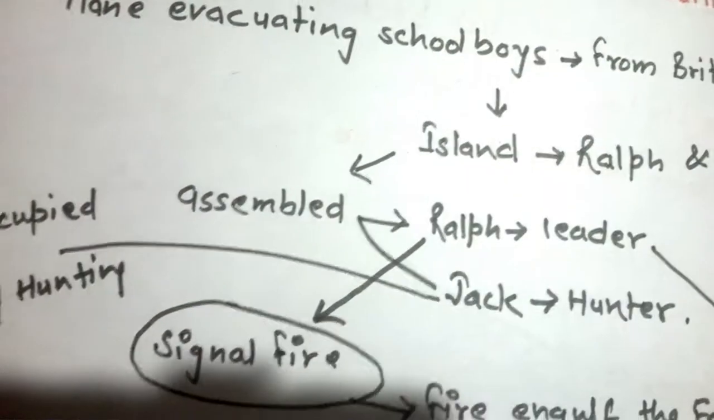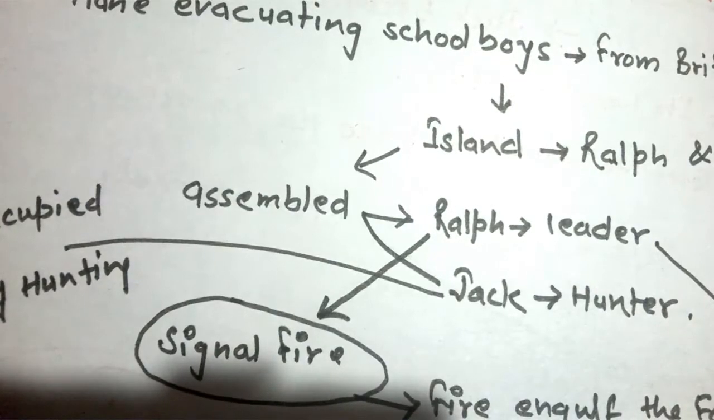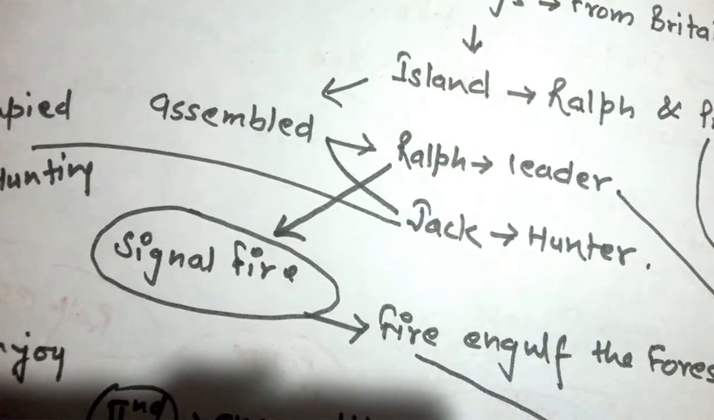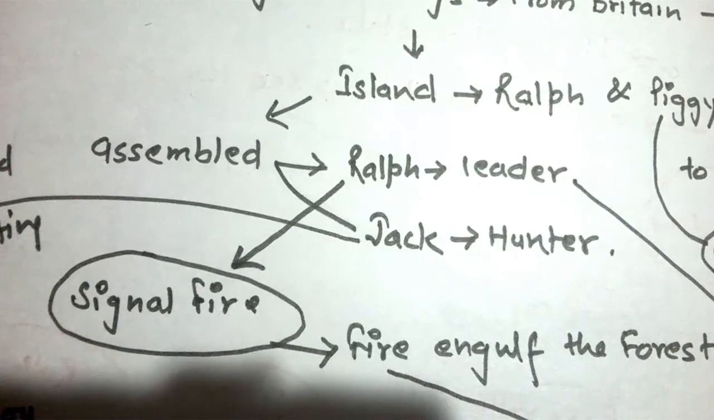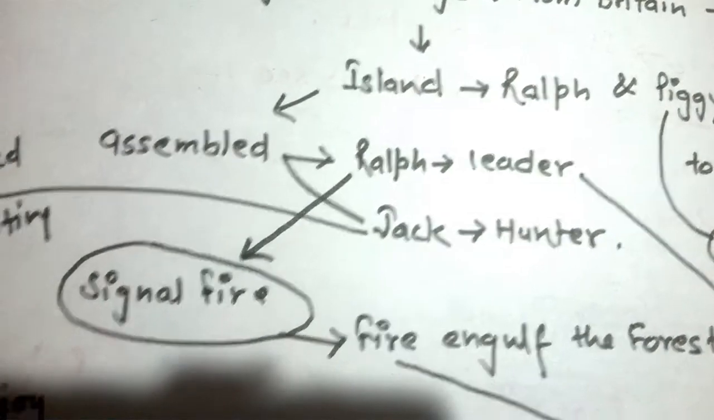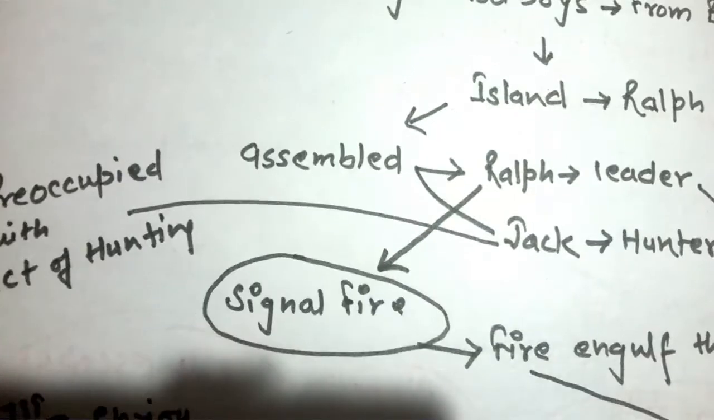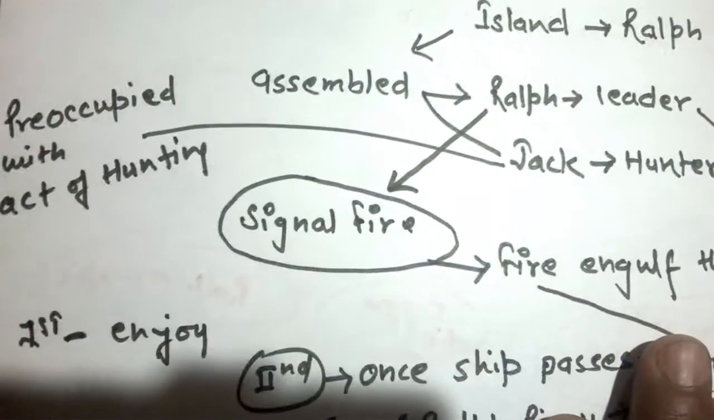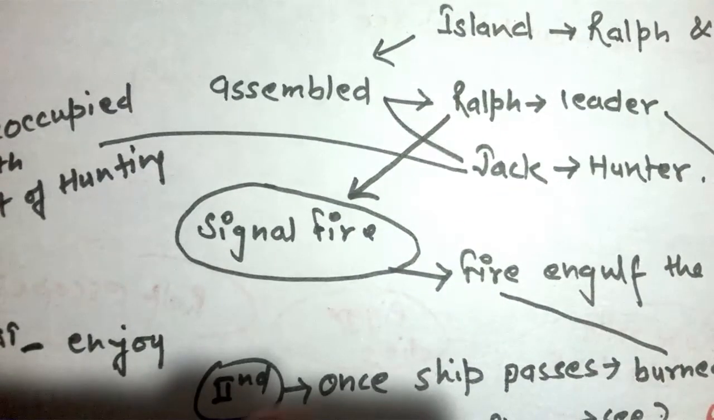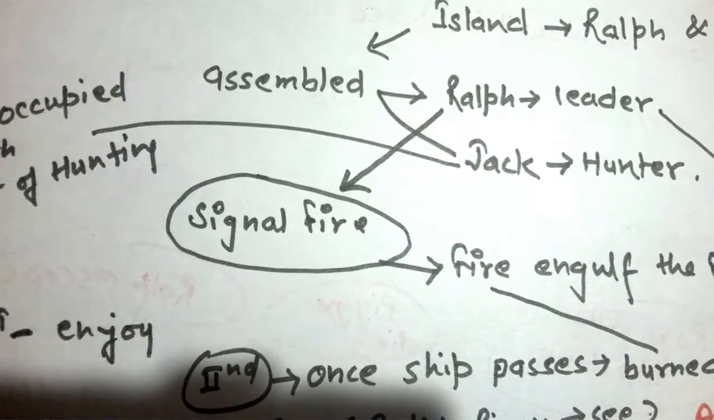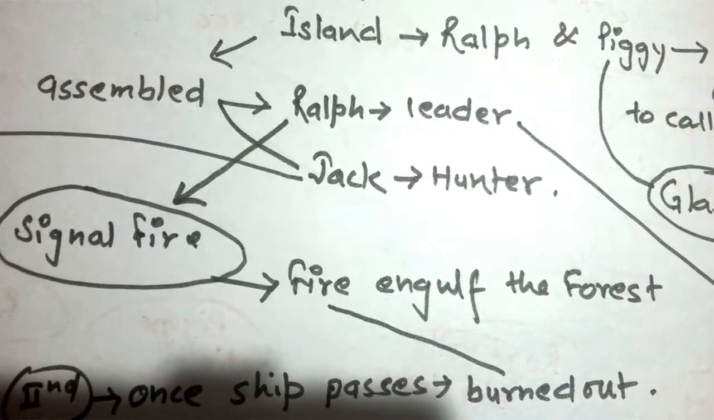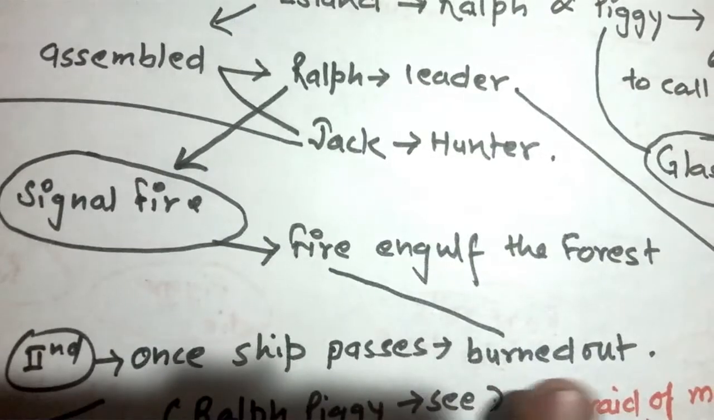So when they got assembled, Ralph becomes leader, and Jack was given the duty of hunting for food. And what happens later? There was a point when they decide to set a signal fire there, but they were all kids, so they could not take care of everything. So the fire engulfed the forest.